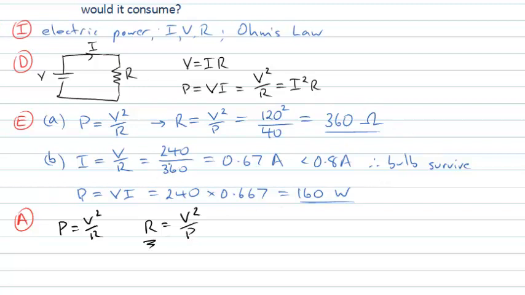If the resistance is larger than 360, as we put more current through it, we will in fact end up with a smaller current. So with a larger resistance over 240 volts. So that would make it even more confident that our light bulb should survive. It does mean that we will end up with less current than we've calculated here, and so we might end up with a power usage here of something less than 160 watts if we really took into account the fact that the resistance of this light bulb won't be constant, it will in fact increase.